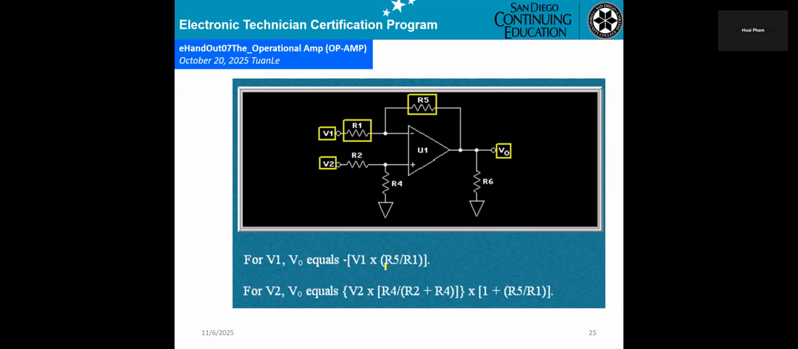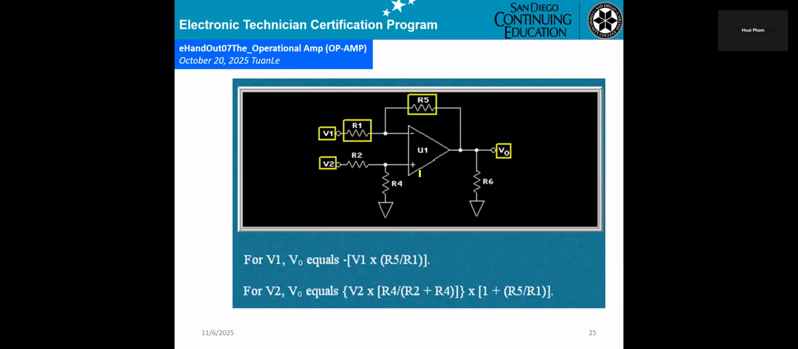For V1, VL equal. Okay? When you're looking into the circuitry here, you can see they apply V1 to negative, V2 to positive. That's what they call a differential amplifier. So, in order to solve a problem, first thing, you have to solve for input V1.